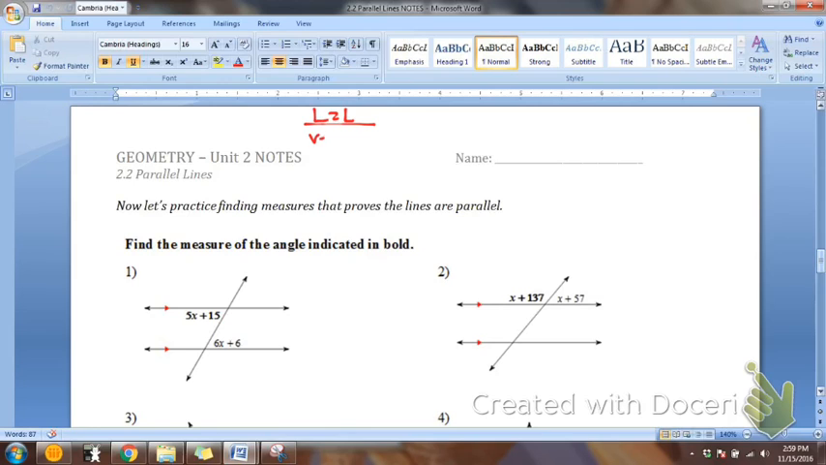Okay, so vertical angles are equal to each other. Alternate interior, alternate exterior, and corresponding angles are also equal. Then we know that the two of them added together equal 180 if they are same side interior or same side exterior.